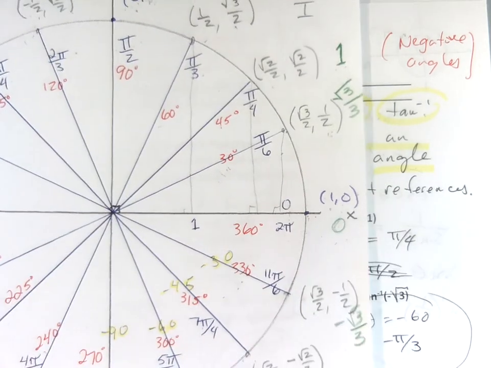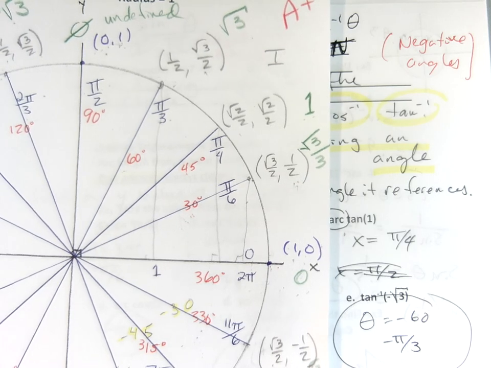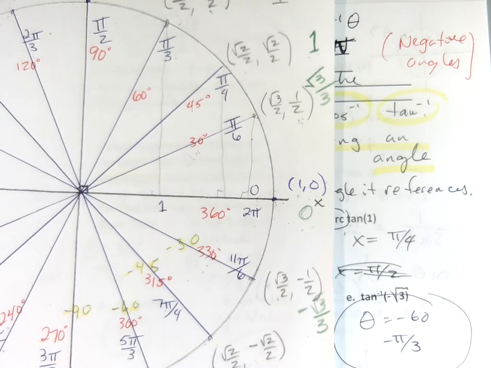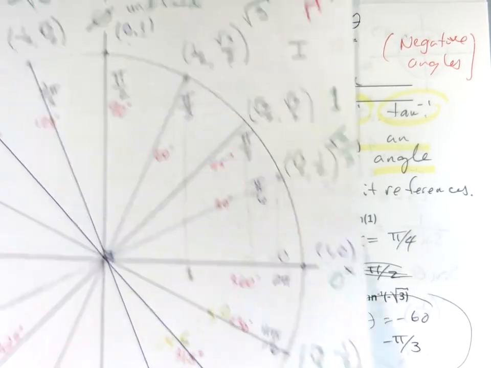Sine of negative square root of 3 over 2 is here for sine. Again, we want the negative angle, it's closest, so it's negative 60 degrees or negative pi/3. Now, here's what we did.